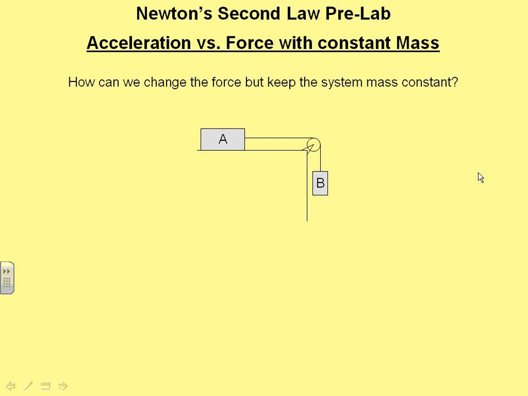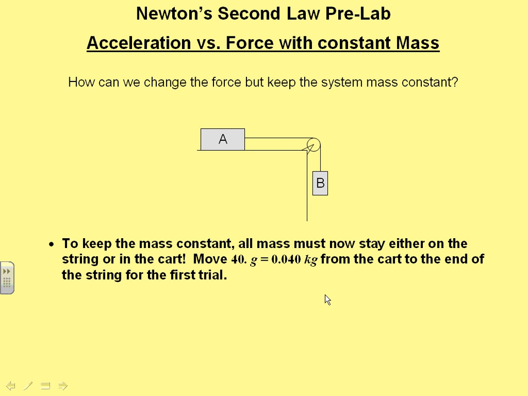So here's why I had you put all those masses in the cart to start with. What you're going to do is you're going to take masses from cart A and move them to cart B. Like 40 grams every time. So you're going to take masses from A and move them to B. By doing that, you haven't changed the system mass. The same amount of mass is in this system. It's just that more of it is now hanging on the end of the string, which means there's more force.